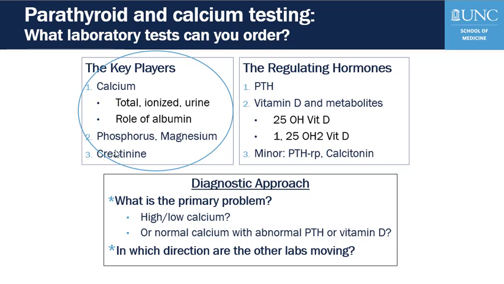Note that both the total and the ionized forms of calcium can be measured, and that serum albumin concentration can affect the measurement of calcium. First, we'll review these key players or analytes. Then we'll look at the measurement of the main regulatory hormones, which are listed here. And finally, while we won't specifically cover the diagnostic approach to parathyroid and calcium disorders here, the main questions or branch points to consider in evaluating these disorders are listed for you to begin considering.